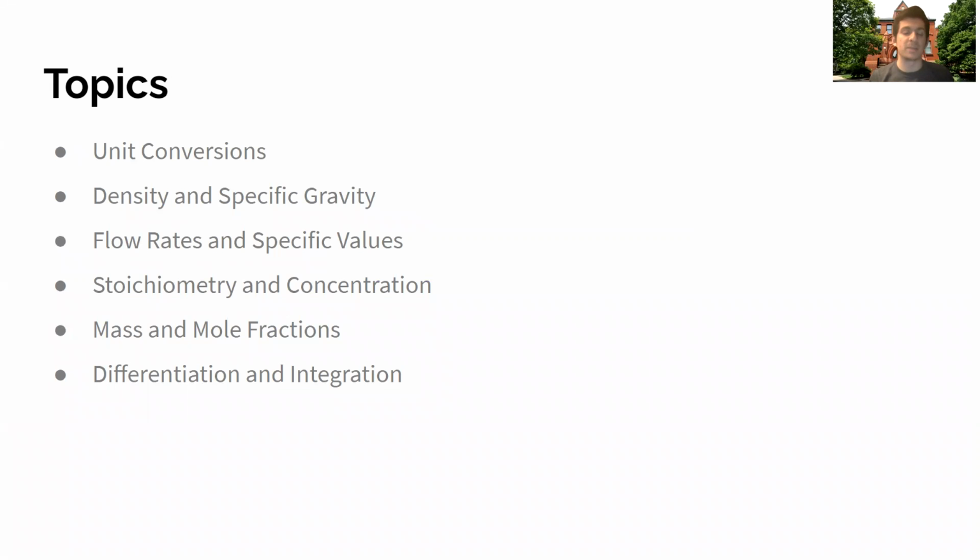So looking at the topics here, first we have unit conversions and knowing how to use unit conversions. Then we have density and specific gravity, understanding the definitions and the equations that correspond with them, understanding flow rates and specific values, knowing how to use stoichiometry as well as concentration definitions, understanding mass and mole fractions and how to convert between the two, and finally understanding basic calculus such as differentiation and integration.